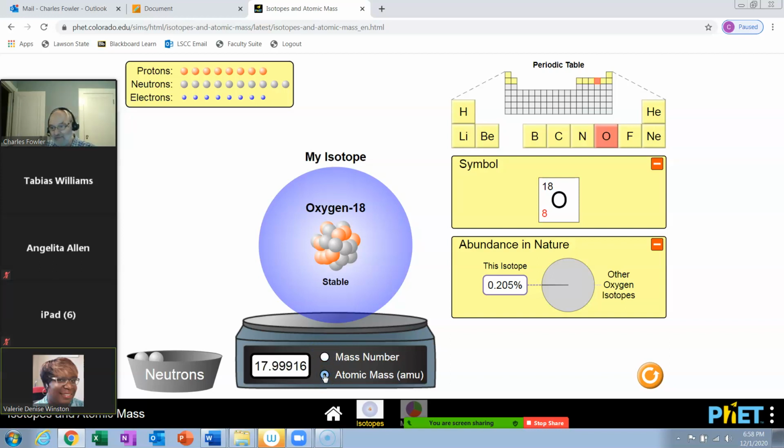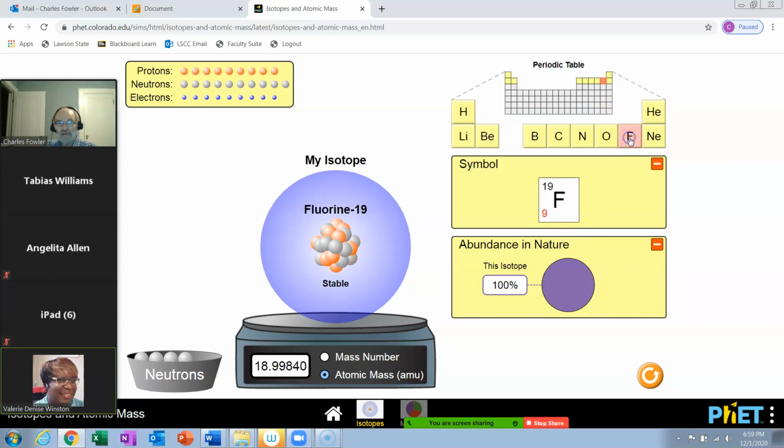And its atomic mass? 17.99916. I sure didn't leave you enough room for that, did I? Okay. What's its symbol? 18O. Got it. And its abundance in nature? 0.205%. It's actually more abundant than 17 was, wasn't it? 17 was 0.038%. That's pretty unusual. Okay. Let's move up to fluorine.